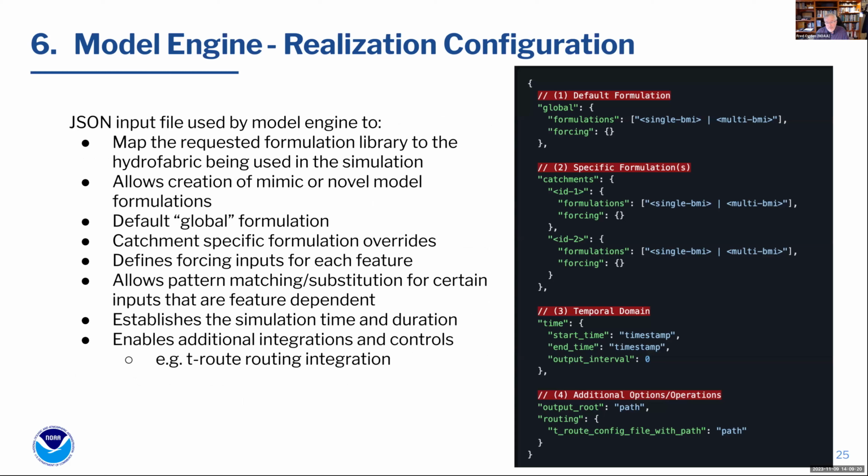The realization configuration file as it exists today is a JSON file. It does a lot of stuff, but one of the things that's really interesting about it is that it allows you to construct a model from components, from modules that just do one thing and do it well. The order in which these process calculators, or modules, are called depends on the order that they appear in this configuration file. And that's called a multi-BMI formulation.